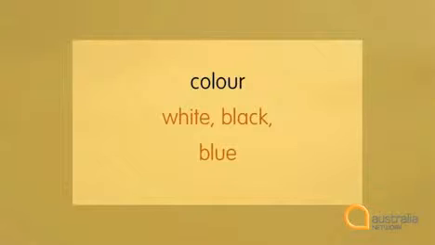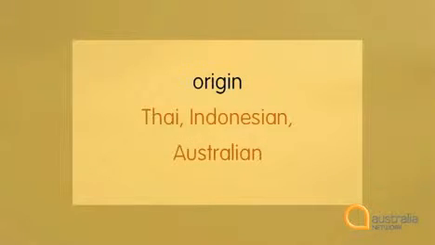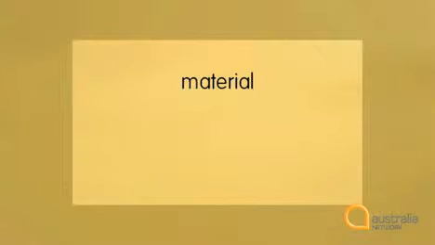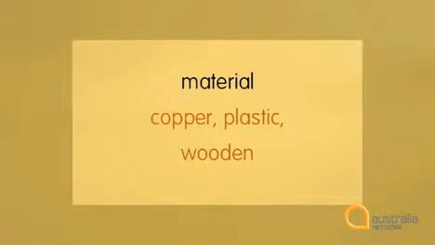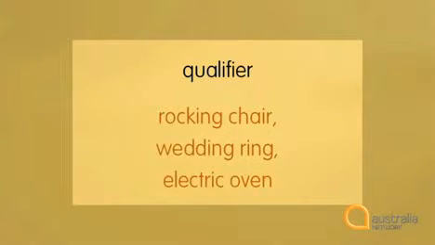Then we have adjectives that describe origin, where the noun is from. For example, Thai, Indonesian, Australian. Followed by material, what the thing is made of, like copper, plastic or wooden. Lastly is the qualifier. This is something that's an integral part of the noun. Examples might be a rocking chair, a wedding ring, an electric oven.